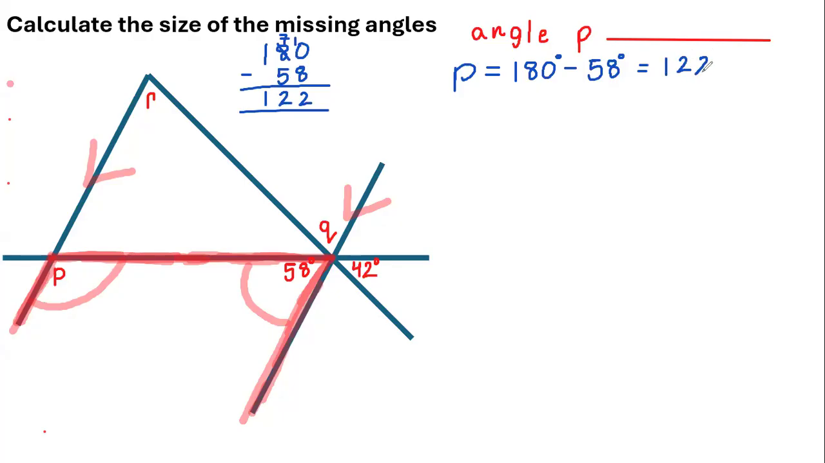122 degrees. And the reason is because co-interior angles add up to 180 degrees. That's the reason. So again, the reason is co-interior angles add up to 180 degrees. That's the reason.